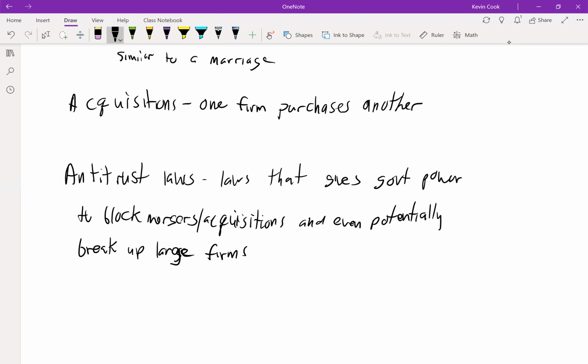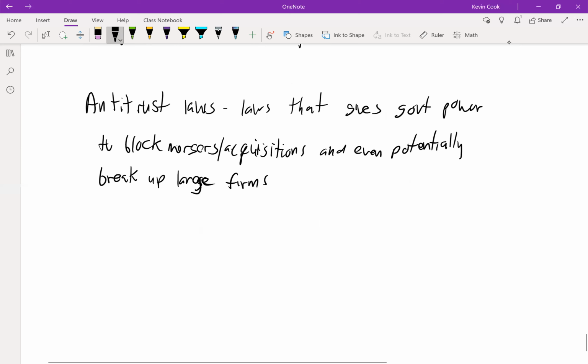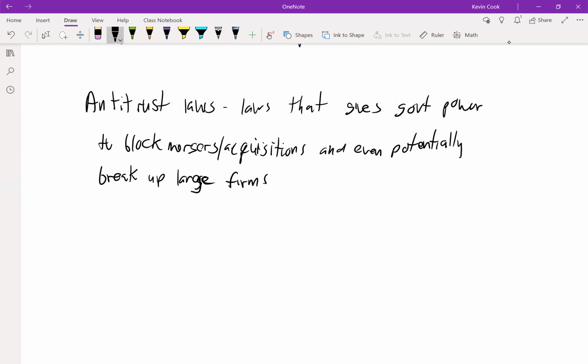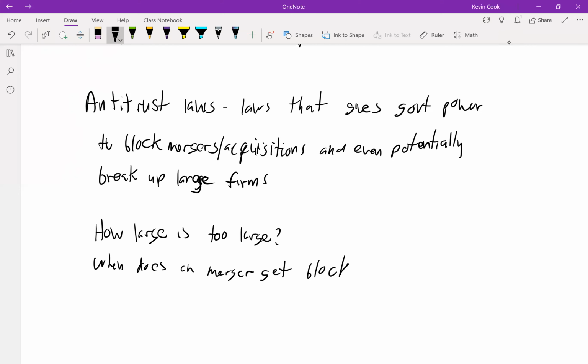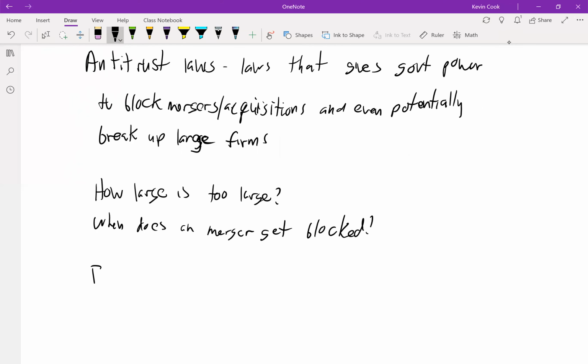So in class we talked about this a little bit more, but what we're interested in is how large is too large. Or when does an acquisition get blocked or a merger get blocked? And to answer this, we have two ways of looking at this. The first way we did this was called the four firm concentration ratio.